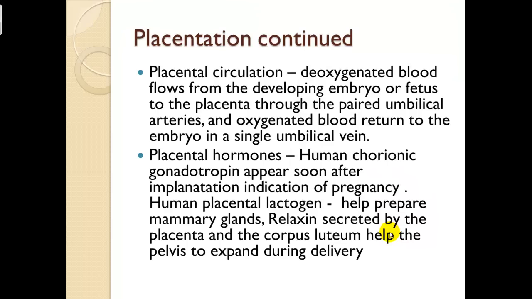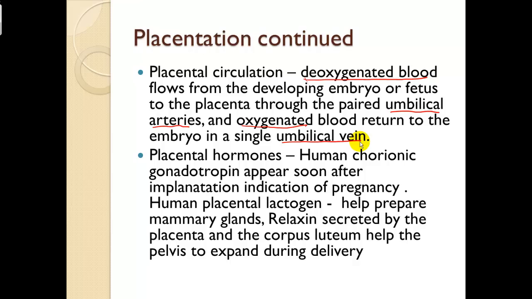Placentation continued. Placental circulation: deoxygenated blood flows from the developing embryo or fetus to the placenta through paired umbilical arteries. Just so that no one gets confused, the deoxygenated blood runs through the umbilical arteries, and the oxygenated blood returns to the embryo in a single umbilical vein. So this is flipped: deoxygenated blood is running through the arteries, and oxygenated blood is running through the veins.